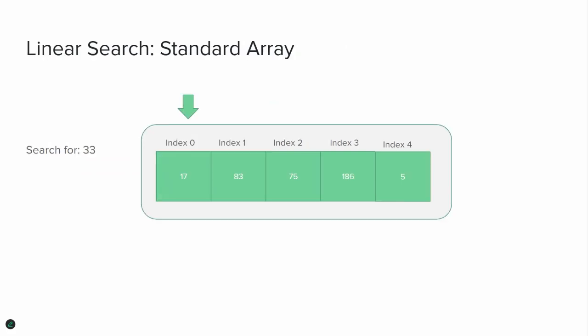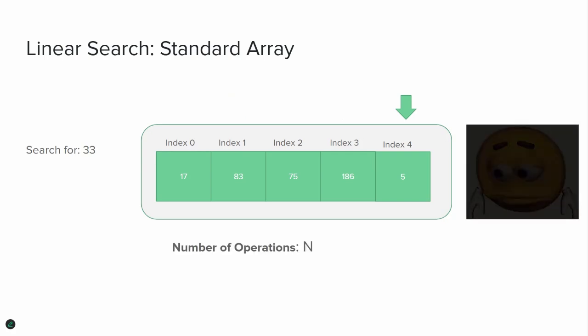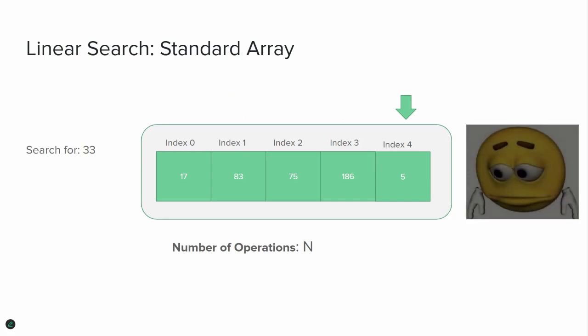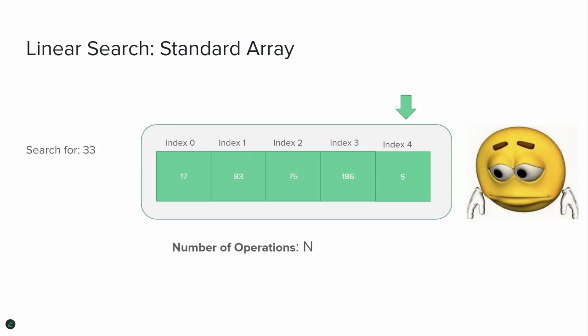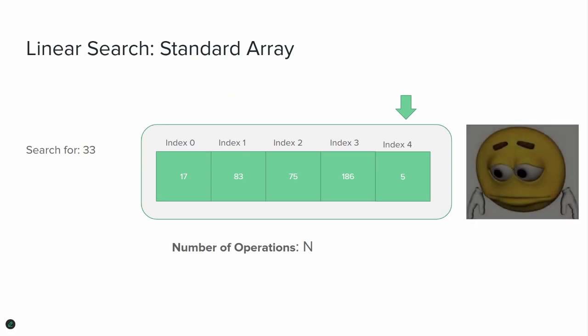We'll see now. So we're going to search for the value 33, and we start at index 0. Okay, index 0, is this 33? No, move to the right. Is this 33? No, move to the right. And as you can see on the screen, it says 33 is not there. So unfortunately we didn't find the value. The number of operations it took was n, where n signifies the number of elements in this array, right? So this is the worst case scenario for searching a standard array.